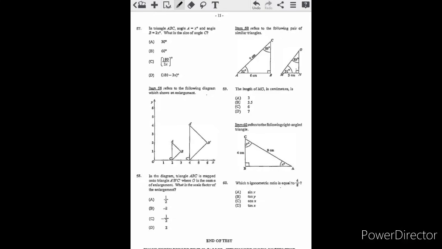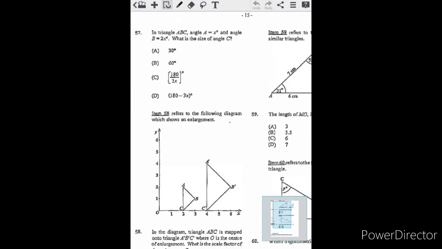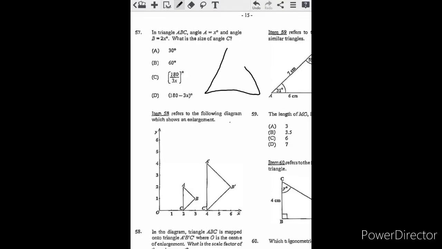In triangle ABC, angle A is equal to x degrees, and angle B is equal to 2x. What is the size of angle C? So we're going to draw a triangle firstly, and label ABC.